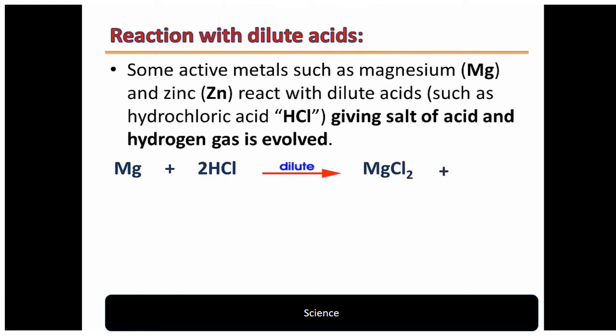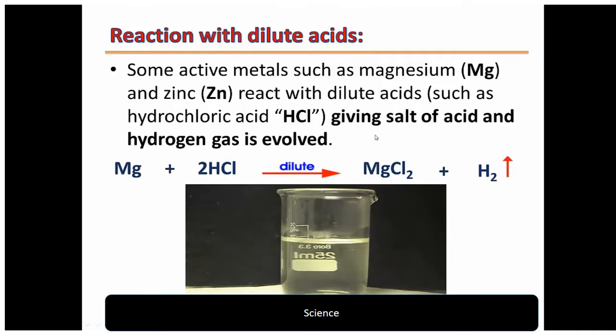Some active metals, such as magnesium and zinc, react with dilute acids, such as hydrochloric acid, HCl, giving salt of acid, and hydrogen gas is evolved. Mg plus 2HCl diluted, salt of acid, which is magnesium chloride, is formed and hydrogen gas is evolved, as we can see from this video.